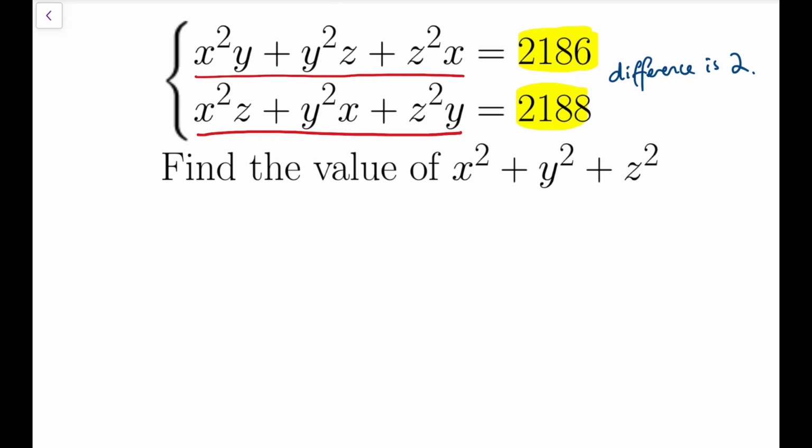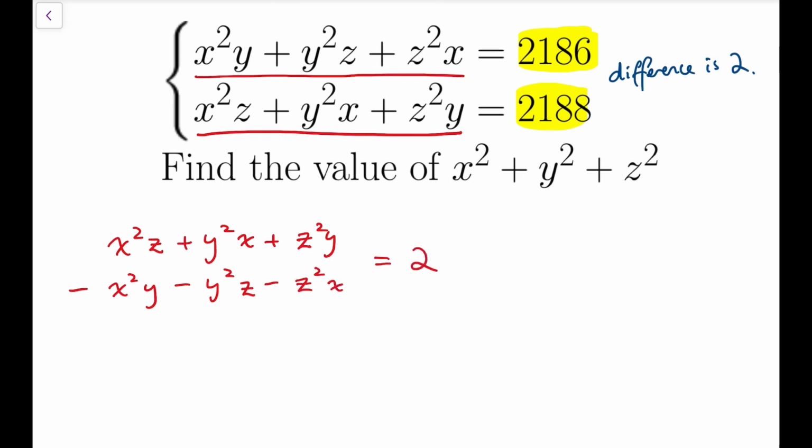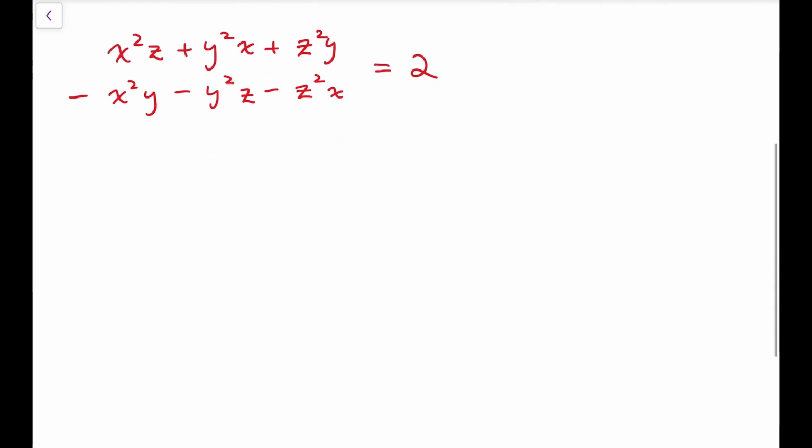So I'm going to subtract the second one by the first one, and I'm going to get x squared z plus y squared x plus z squared y minus x squared y minus y squared z minus z squared x equals 2. Whenever we face equations that involve a lot of terms, try to write them or organize them in a better way so that when we look back to our equations, we have a better idea of what we're actually doing.